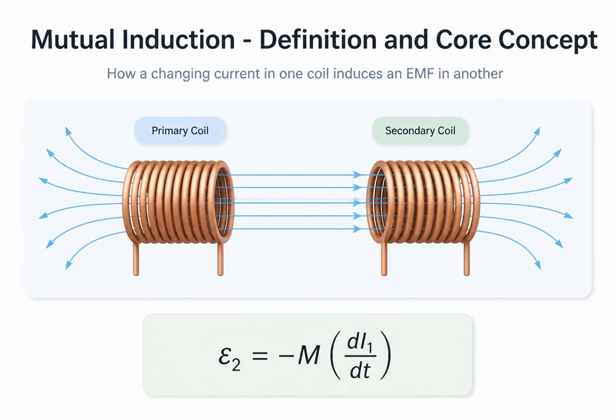Mutual induction is the phenomenon where a changing current in one coil generates an induced electromotive force, or EMF, in a nearby coil. The key relationship is that the induced EMF in the secondary coil is proportional to the rate of change of current in the primary coil. The proportionality constant is called the mutual inductance coefficient, measured in henries. This is the foundation of transformers and many other electromagnetic devices we use every day.